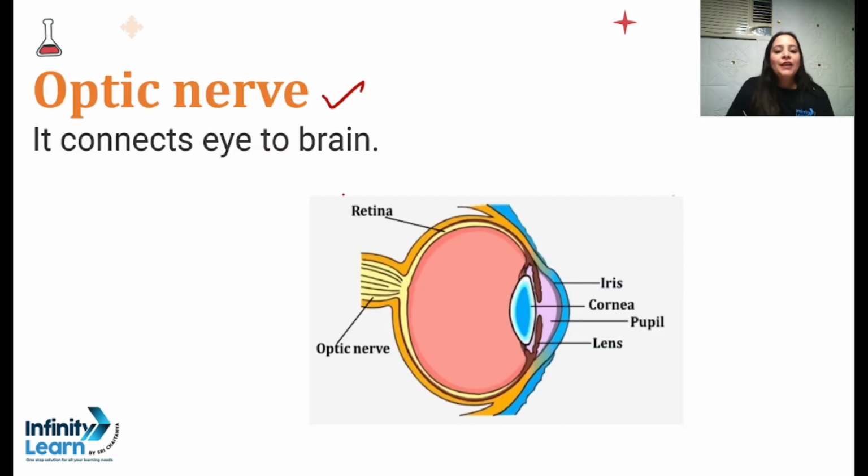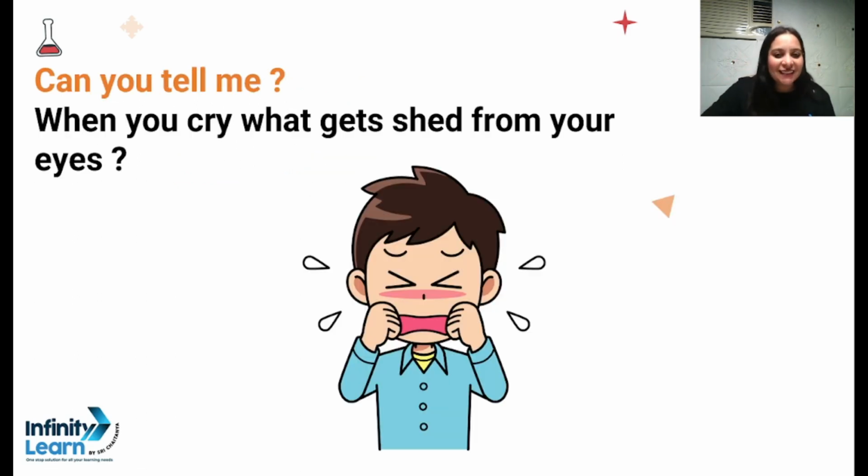Optic nerve, we have already discussed that it enters through the blind spot, and it connects the eye to the brain. Whatever image is formed on the retina is converted into electrical impulses, and those signals are sent to the brain by the optic nerve, and the brain analyzes and interprets the response of what you have seen.